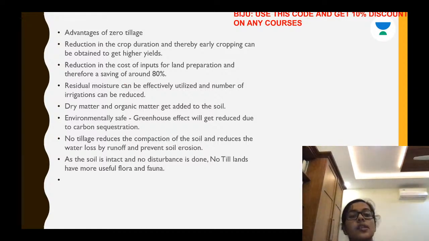What are the advantages of zero tillage? Reduction in the crop duration and thereby early cropping, and higher yield can be obtained. Also, reduction in the cost of inputs for land preparation, and therefore a saving of around 80%. Residual moisture can be effectively utilized and the number of irrigations can be reduced. Dry matter and organic matter get added to the soil. Environmentally, it reduces greenhouse gas. No tillage reduces the compaction of soil, reduces water loss by runoff and prevents soil erosion. As the soil is intact and no disturbance is done, no-till lands have more useful flora and fauna. Get this hint from the previous year UPSC question.